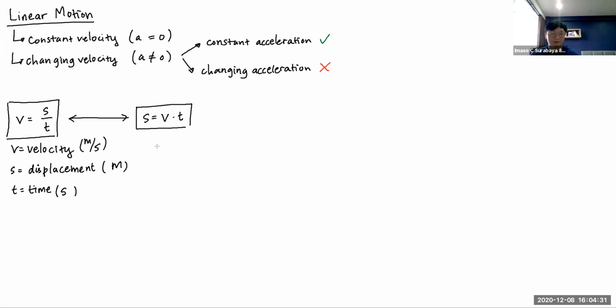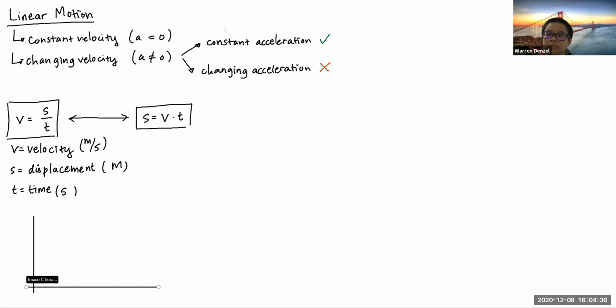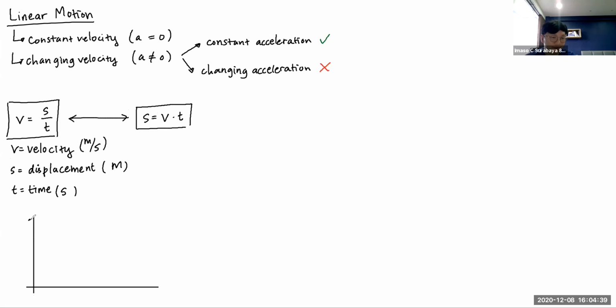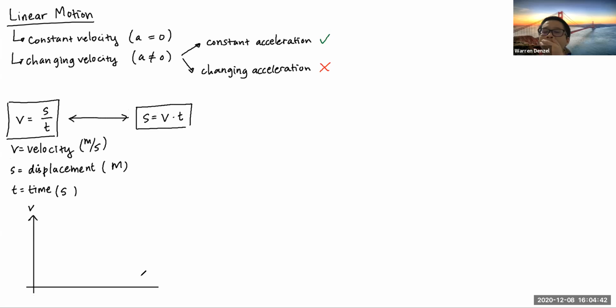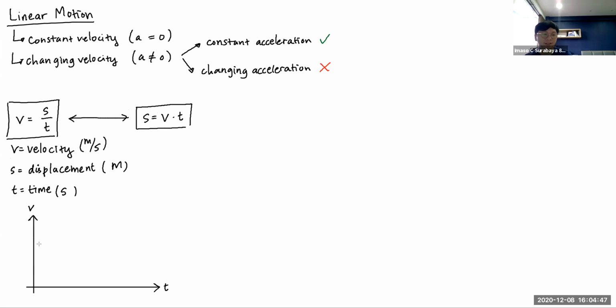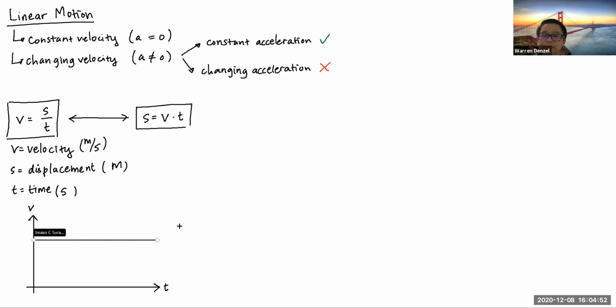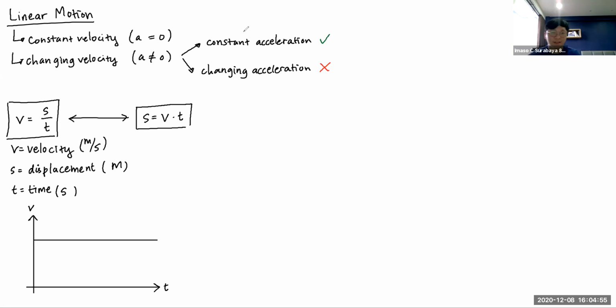So again, we will be talking about graphs a lot in this topic. Okay, so in this graph, it is v versus t. If it is constant velocity, then what kind of line will it result? A horizontal line. Okay, so for example, the velocity is 4 meters per second. Just for example, some car is driving at 4 meters per second for 10 seconds.